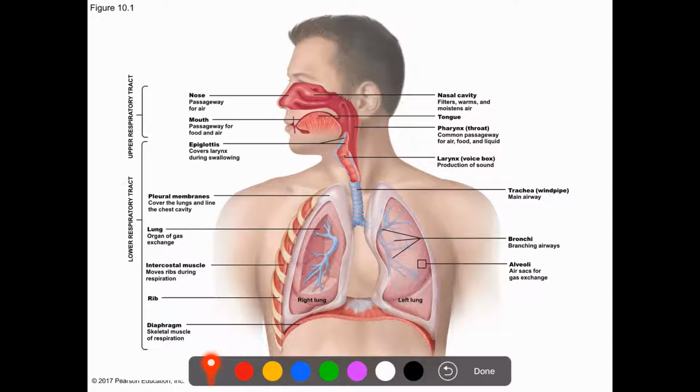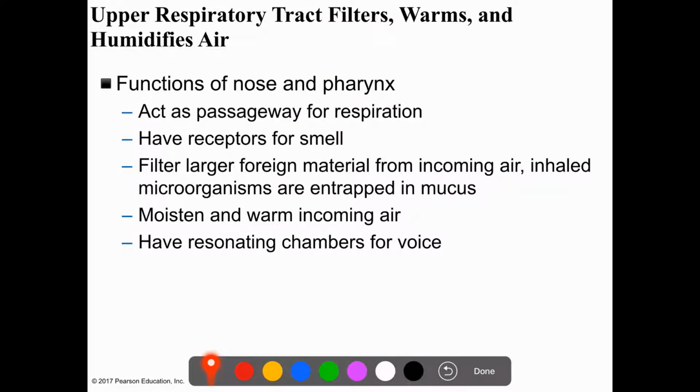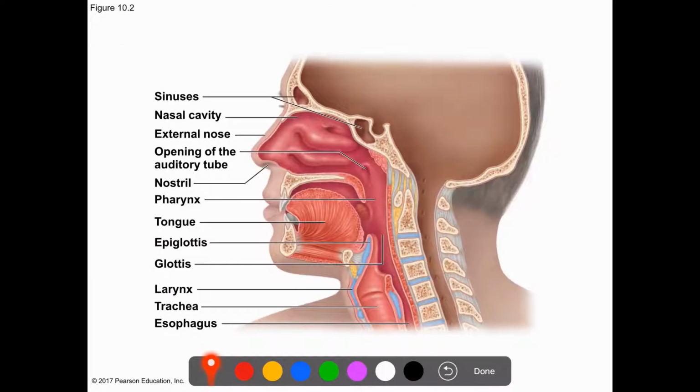We'll go very quickly through the upper respiratory system, which has several functions: passageway for respiration, receptors for smell, filtration of foreign materials and so on, moisture and warm the incoming air, and also have the chambers for voice. All of these are located within the upper portion or the upper respiratory tract.